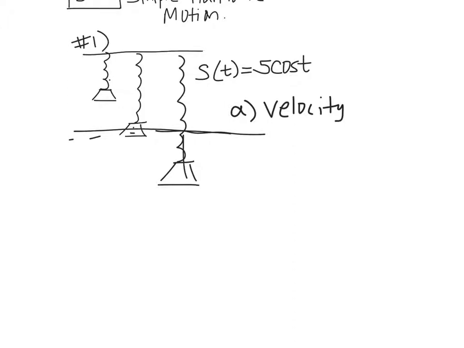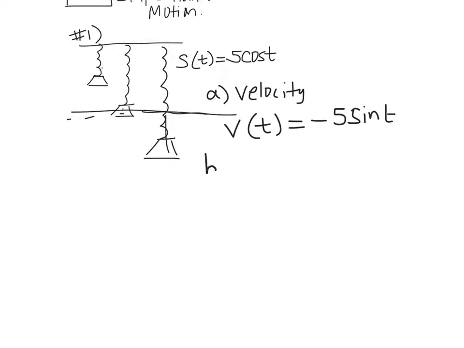The velocity equation you can write as v of t, or you can write s prime of t. Either way, it doesn't matter. So let's take the derivative of 5 cosine t. What's the derivative of 5 cosine t? Perfect. Negative 5 sine t. The derivative of cosine t is negative sine t.